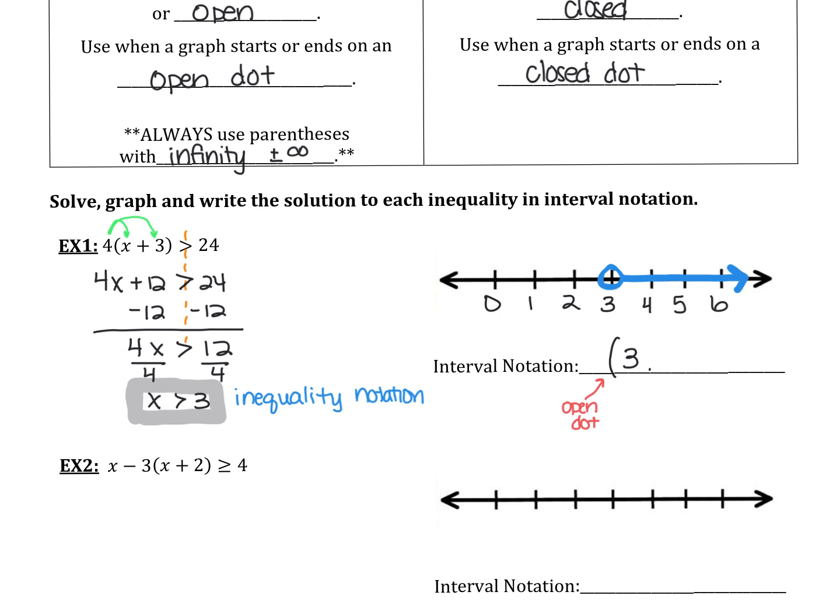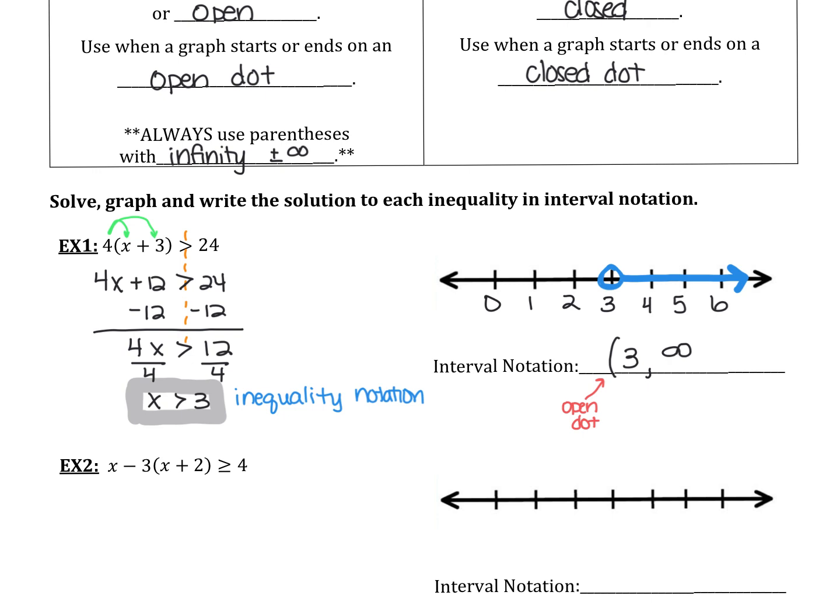Then we put a comma, and then I'm going to put my highest number. Well, my highest number has this arrow that just keeps going. So is there any number that I have to stop at when we say x is greater than 3? And the answer is no, it just keeps going. It keeps going forever and ever. And so we call this infinity because I can start at 3 and I can go as high as I would like.